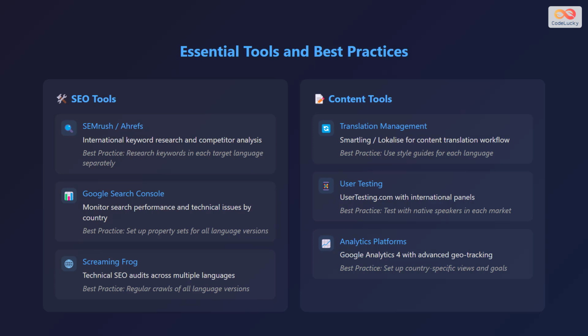And lastly, analytics platforms. Google Analytics 4 with advanced geo-tracking enable comprehensive performance monitoring. Setting up country-specific views and goals helps to tailor your strategy and optimize for each market.